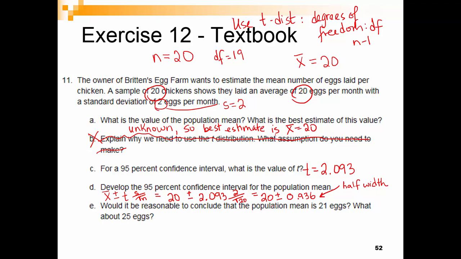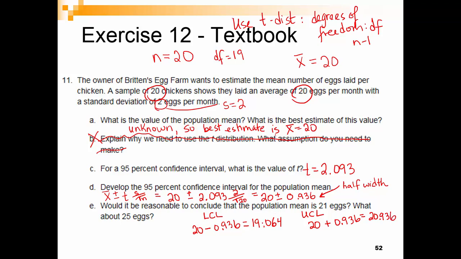Here's our confidence interval, the really proper final answer. We've got to calculate the lower confidence limit and the upper confidence limit. The lower confidence limit is just our point estimate minus the half width, and our upper confidence limit will be the point estimate plus the half width. So the lower confidence limit will work out to be 19.064, and the upper confidence limit will work out to be 20.936.